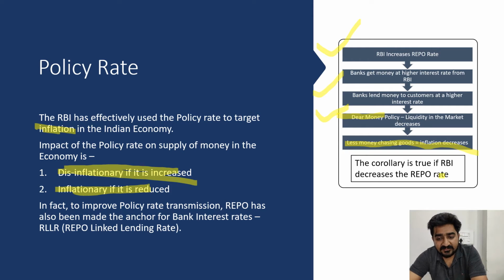The corollary is true if the RBI decreases the repo rate. That is, banks will now get money at a cheaper rate of interest. They will lend this money to customers at a lower rate of interest. Therefore, there will be an increase in liquidity in the market. There will be more money chasing the goods and services, and there will be an increase in inflation in the economy.